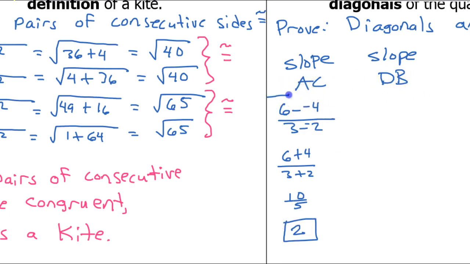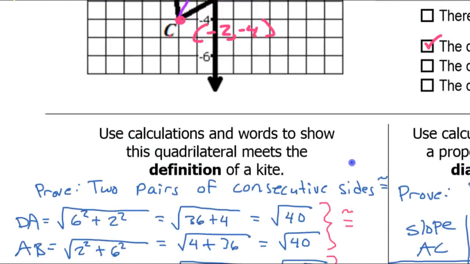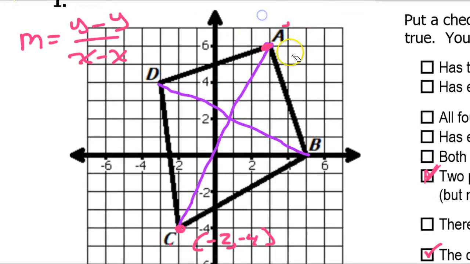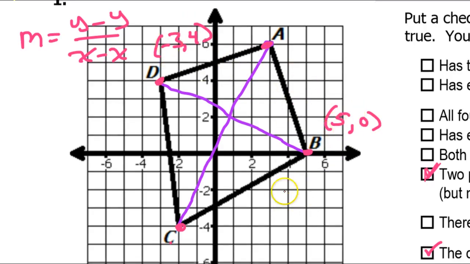Okay, now let's talk about the slope of DB. All right, let's do the same thing. I'm just going to erase this so it doesn't distract us. So DB. So here's D, and this is the point -3, 4. And here's B, which is the point 5, 0. So I'm going to do y minus y over x minus x.